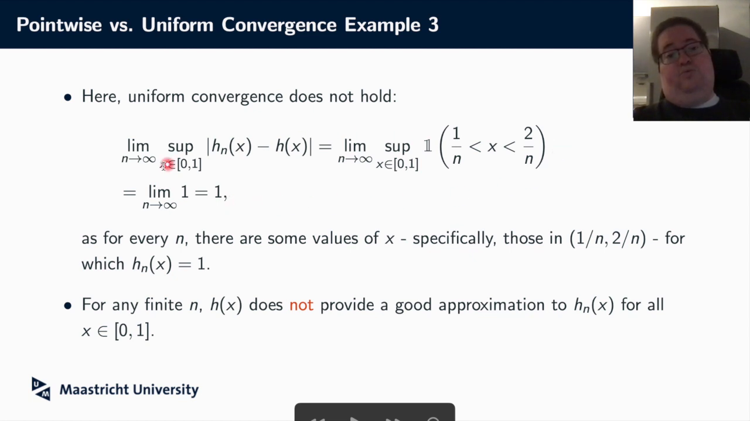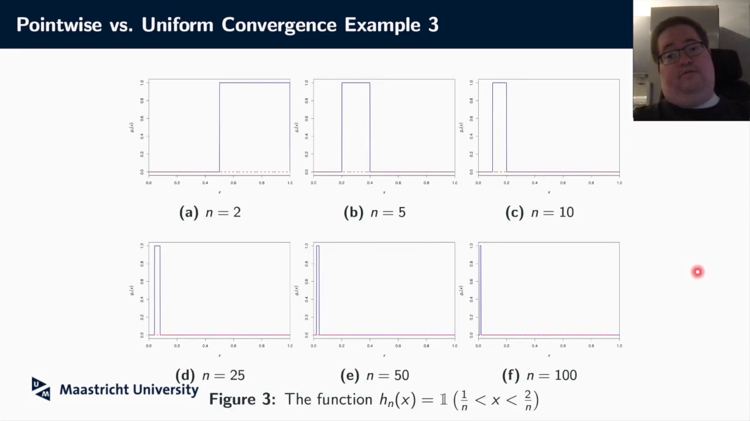So uniform convergence does not hold, and I would again argue the limit function does not provide a good approximation to the finite sample version, because the finite sample version looks something like this, or like this for 5, or 10.